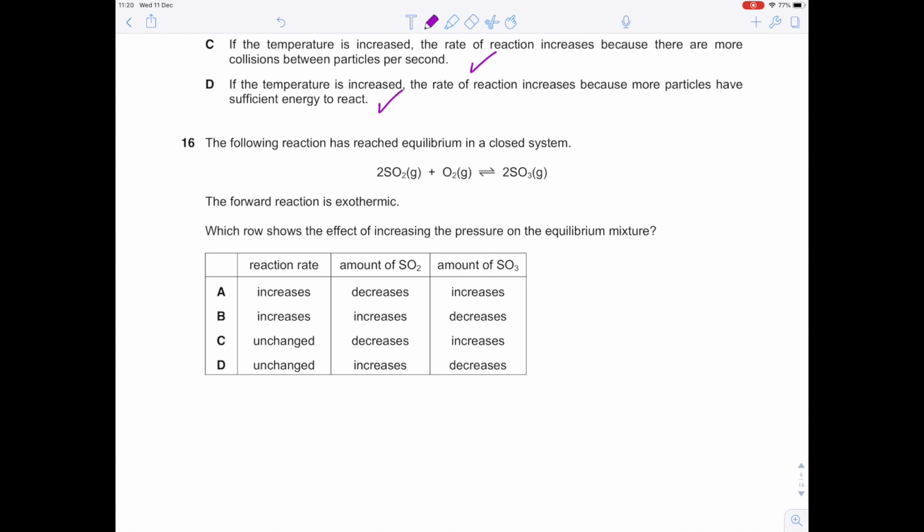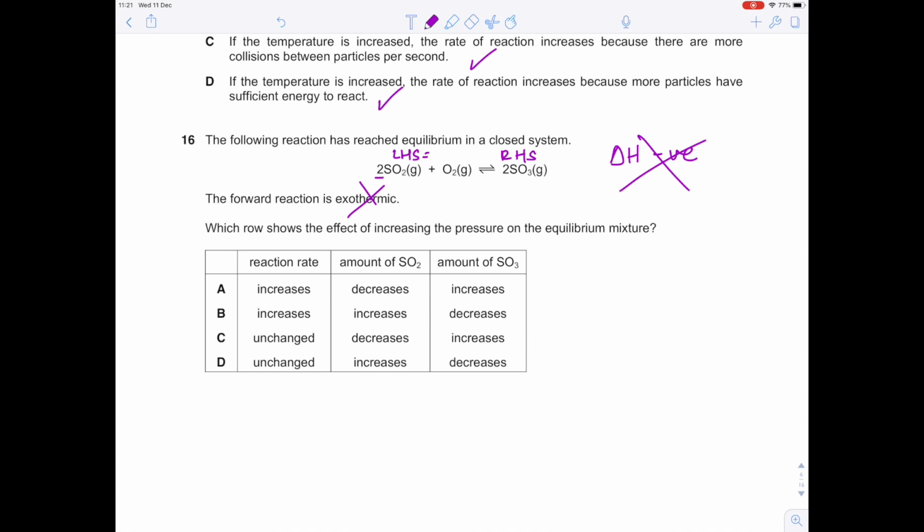The following reaction has reached equilibrium in a closed system. The forward reaction is exothermic, so delta H is negative. Which row shows the effect of increasing the pressure on the equilibrium mixture? Oh, we don't need to know about the exothermic. That has nothing to do with pressure. We simply need to count the number of moles of gas on the left-hand side versus on the right-hand side. So there's 2 plus 1, so 3 on the left-hand side, 2 on the right-hand side.